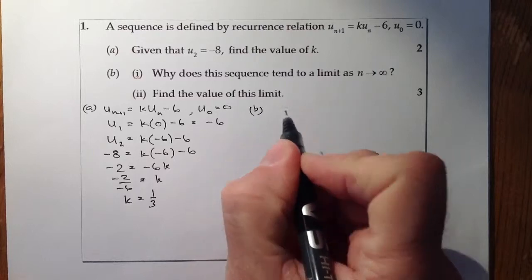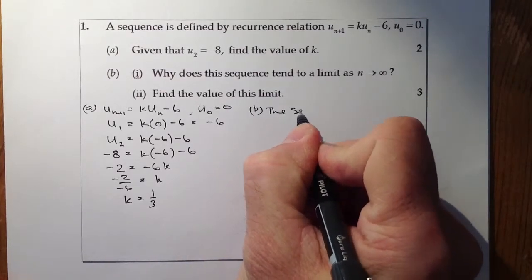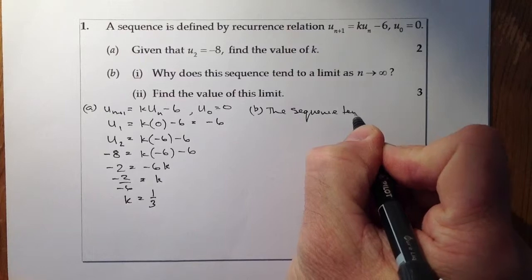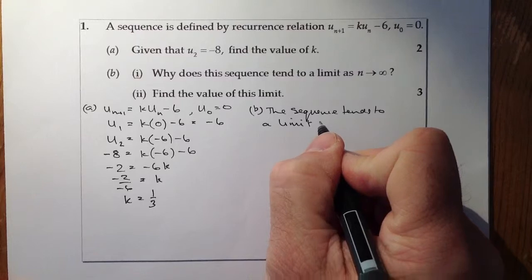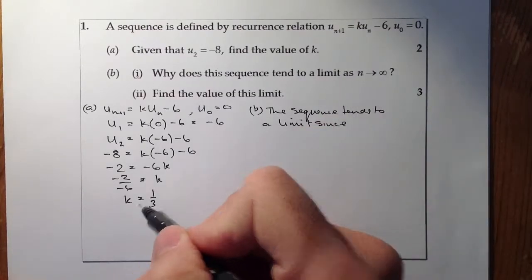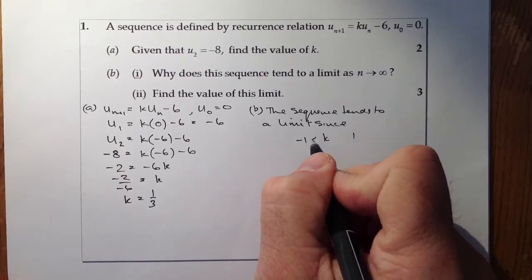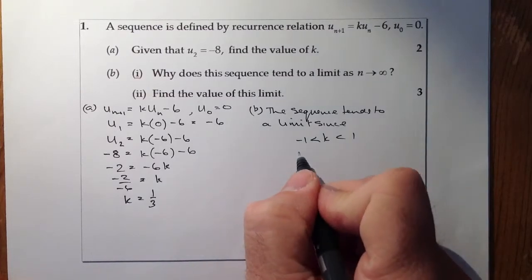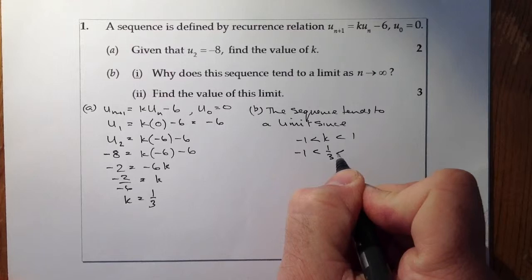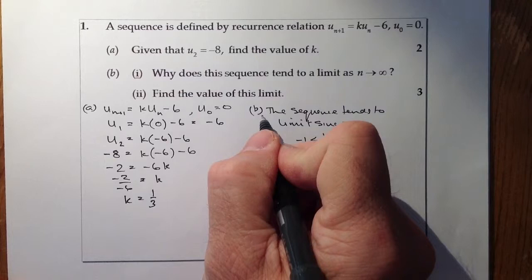Part B. Why does this sequence tend to a limit as n tends towards infinity? The sequence tends to a limit since the k value lies between -1 and 1. So that's the reason for the sequence having a limit. And I'll also put in the value that we worked out there. So there's our mark for part 1 for B.